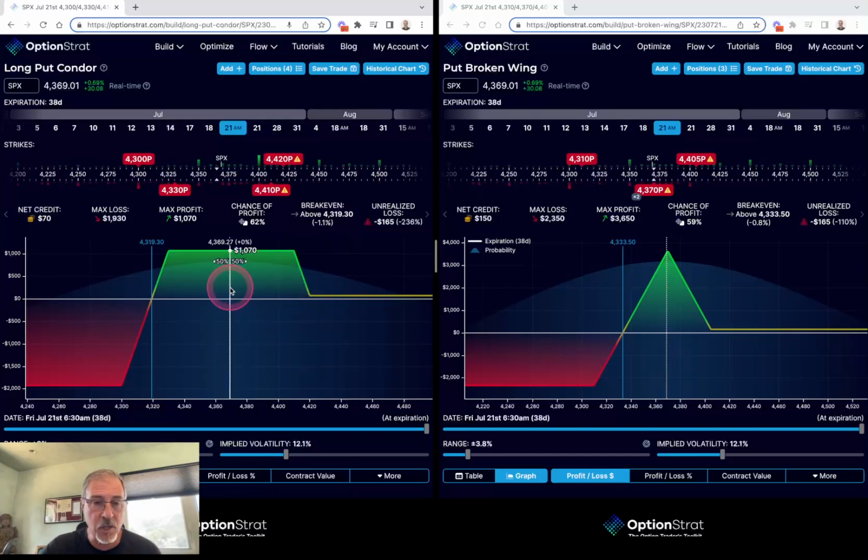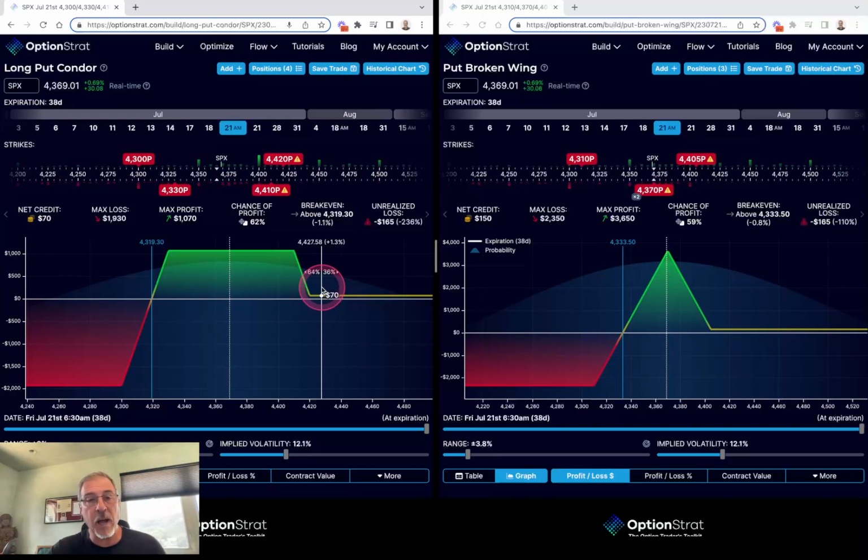That's why I chose to do this broken wing series here today. In both of these cases, you'll see that if the market were to rip up, we would not lose money to the upside. We can also see that by looking at our break even here. You can see that rather than two break evens, we only have one. That one break even is right down here, and likewise, right down here. We don't have an upper break even because there isn't one.